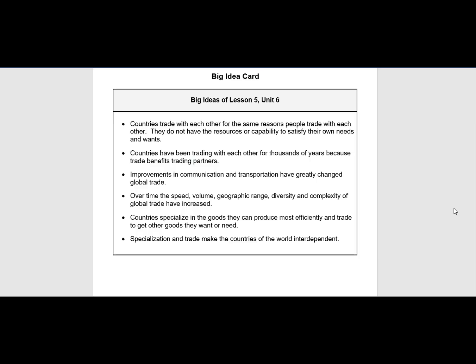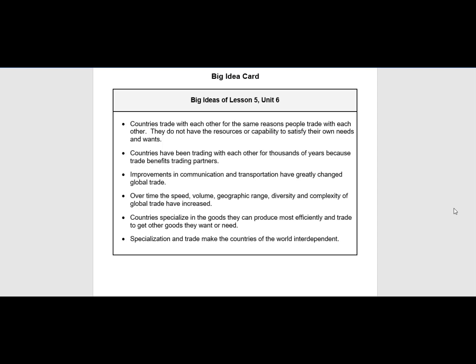Okay, so let's get into our big idea card. We have 6 big ideas for this lesson. Bullet point number 1, countries trade with each other for the same reasons people trade with each other. They do not have the resources or capability to satisfy their own needs and wants.